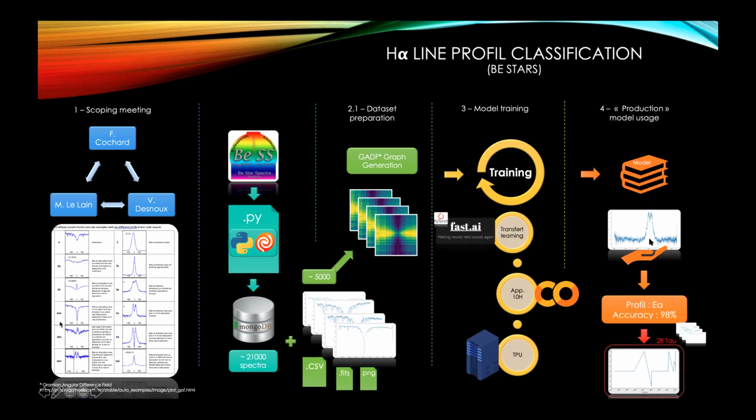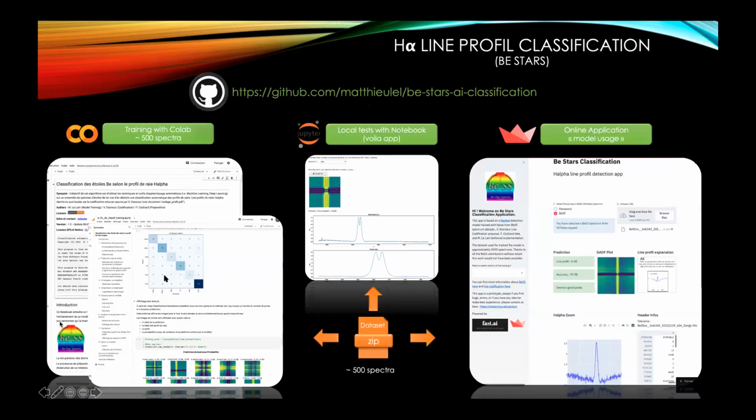To share the model and test it with everybody, I also created the Colab with explanations of all the steps of the training. You can read it and redo it on approximately 500 spectra. It takes approximately 10 minutes to train, and it gives you a somewhat interesting model. I also created a notebook for local testing. You can launch it on your computer with only a Jupyter Notebook or with the Voila app, and you can give the model your personal spectra and try to detect and see if it's good or not.